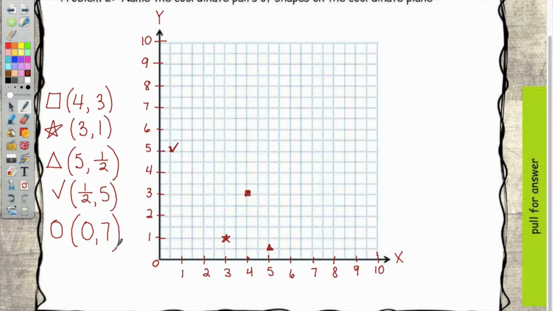And this is where kids get confused. How far from the origin is 0? That's right there. So on the x-axis, look at me. It's right here. And then I'm going to go 7 from the origin on the y-axis. And then I'm going to meet. So your circle would be right there.